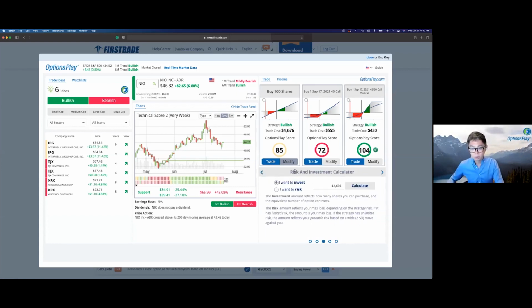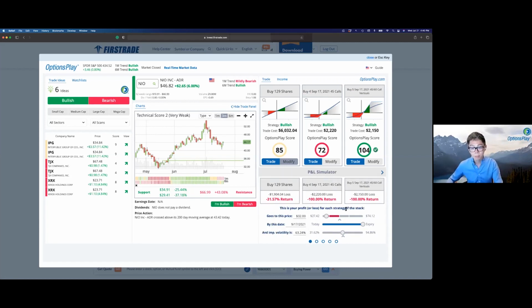And you can use our risk and investment calculator as well. You can actually choose to say, I'm willing to risk up to $2,500, and our platform will actually calculate for you the appropriate number of contracts. You can buy 4 contracts of this, 5 contracts of that, 129 shares of the stock. It does the automatic calculation for you so that you can compare apples to apples on this particular strategy.